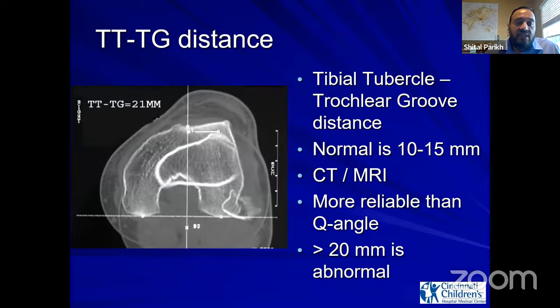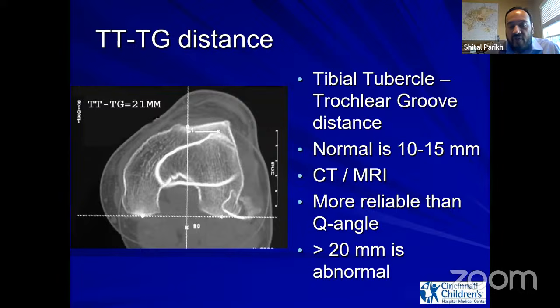The TTTG distance is the distance between the tibial tubercle and the trochlear groove. It is calculated on two separate axial slices on MRI or CT scan. Normal values are 10 to 15 millimeters, and it has been reported that if it's more than 20, then it's abnormal.